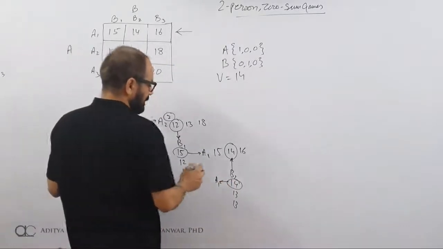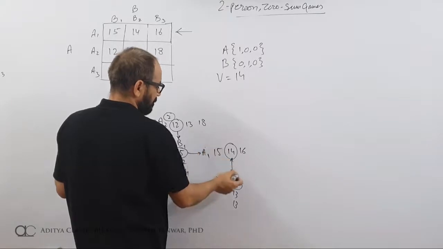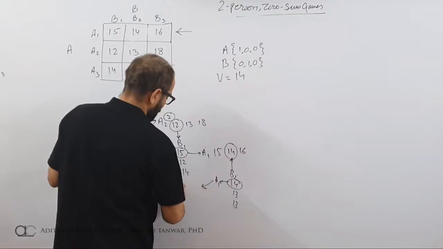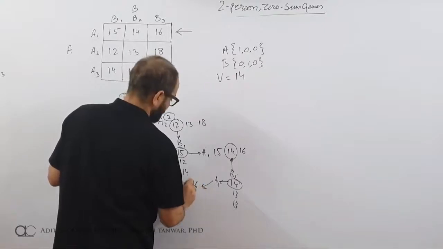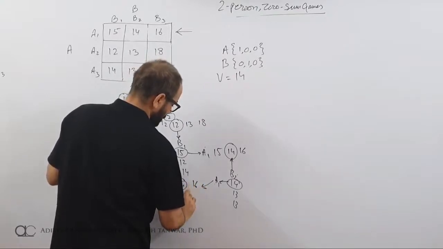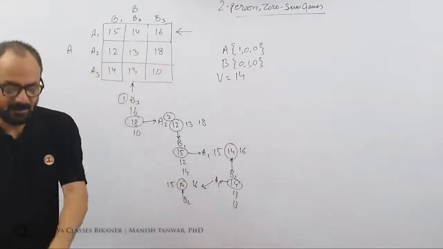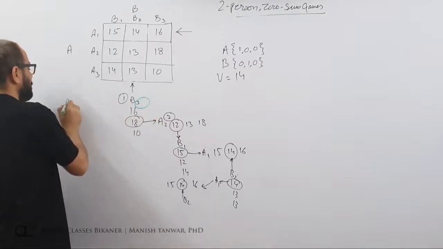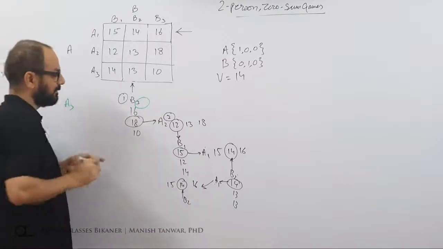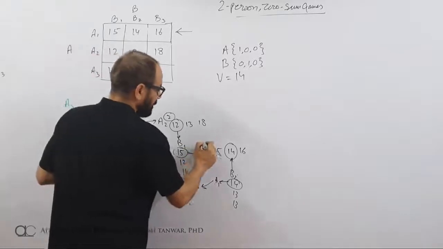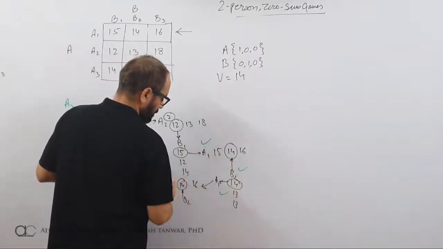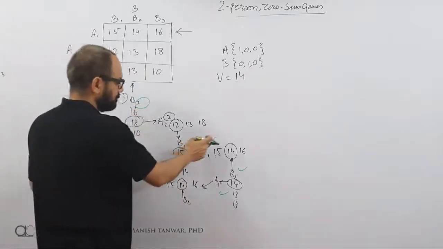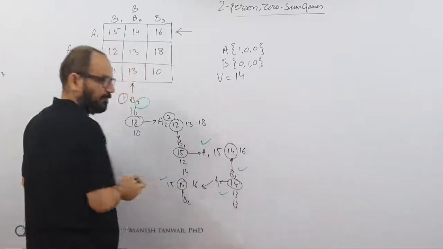So again we see that we are into that loop, A1, B2, A1. If A selects A1, the returns would be 15, 14, 16. B will again stick with B2. So we again see that we started our game this time from B3. Last time we started our game from A3, but it went on until it came down to A1, B2, A1, B2. This time we started with B3. It is stuck with A1, B2, A1, B2.